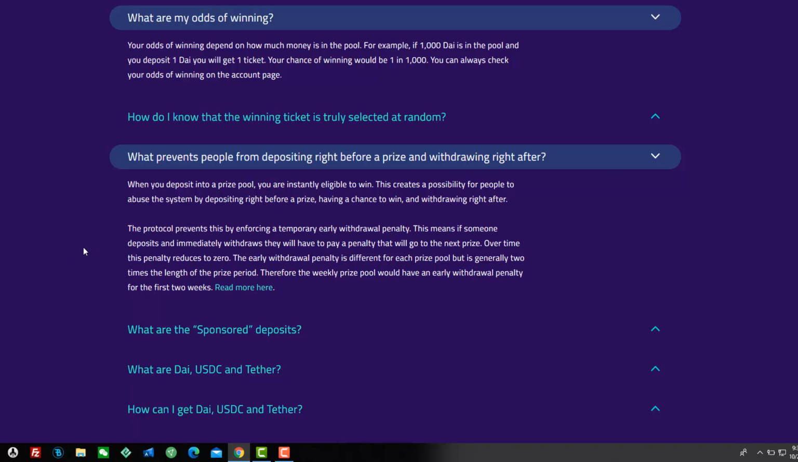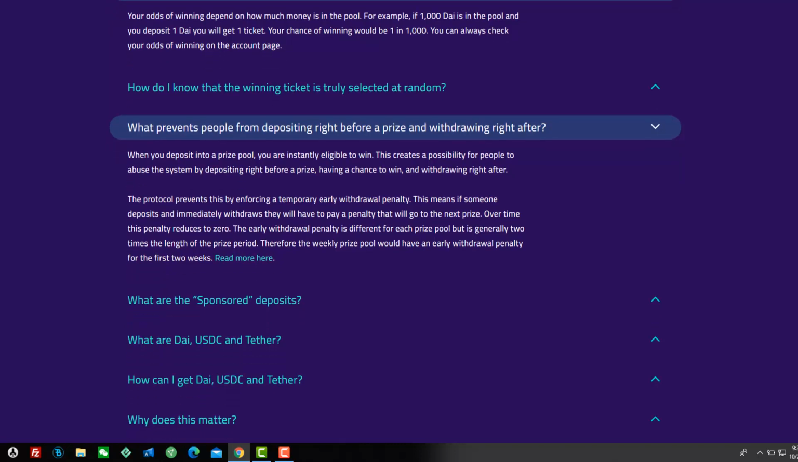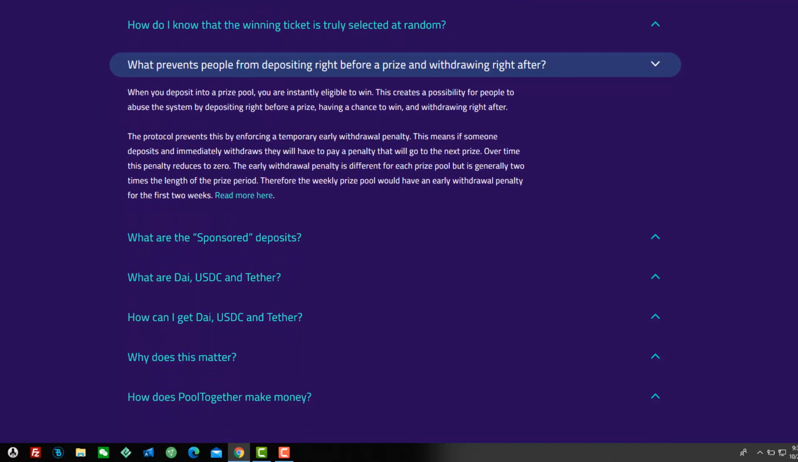The protocol prevents this by enforcing a temporary early withdrawal penalty, which means if someone deposits and immediately withdraws, they'll have to pay a penalty that will go to the next prize. Over time, this penalty reduces to zero. The early withdrawal penalty is different for each pool prize, but is generally two times the length of the prize period. Therefore, the weekly prize would have an early withdrawal penalty for the first two weeks.